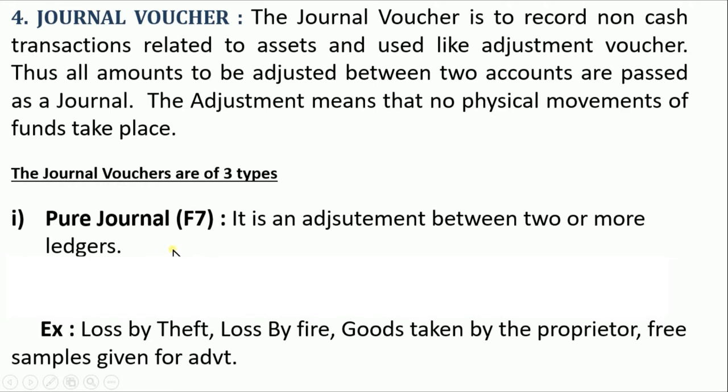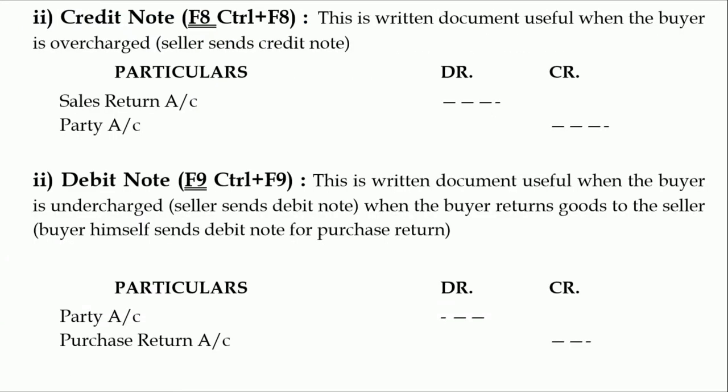These things we will take as a pure journal, F7. Okay. Then the second one in the journal, credit note, and the shortcut key is Control F8. Okay. Credit note is a written document useful when the buyer is overcharged. Seller sends the credit note when the buyer is overcharged.